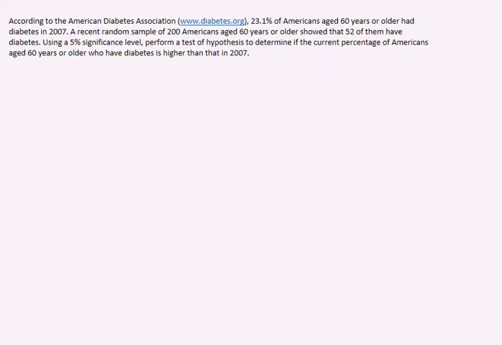Okay, so what I like to do, whenever I have any kind of a word problem, which we have a lot of in this class, is pull out the useful information and label it.